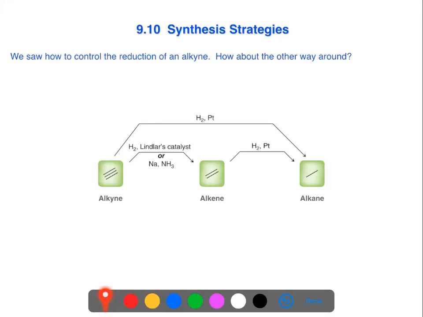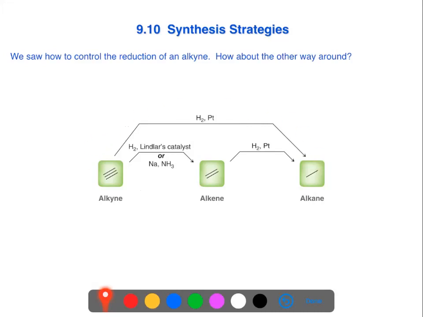Now, if we wanted the trans alkene as our product, then we used the dissolving metal reduction, where we use sodium metal in liquid ammonia to obtain that trans alkene. And of course, if we wanted to further hydrogenate the alkene to the alkane, we could do so under catalytic conditions as we saw for this path.